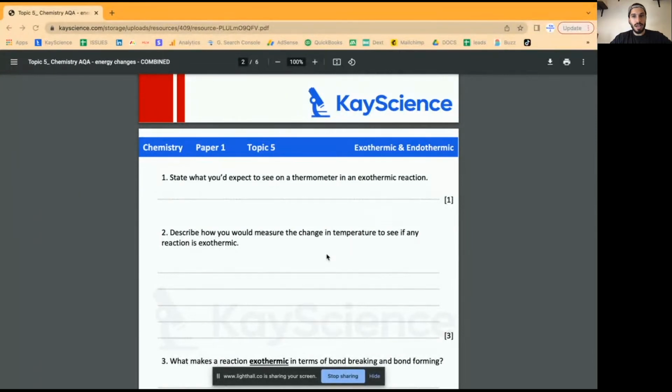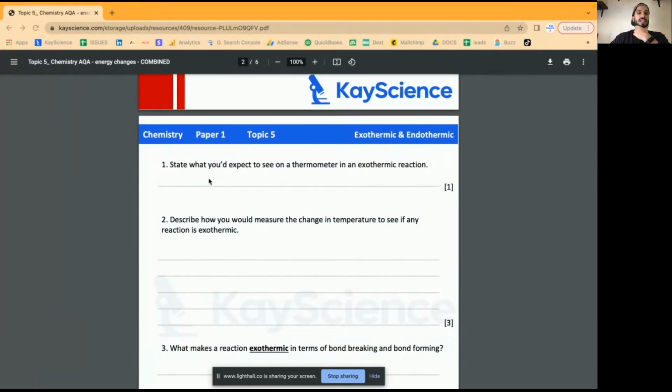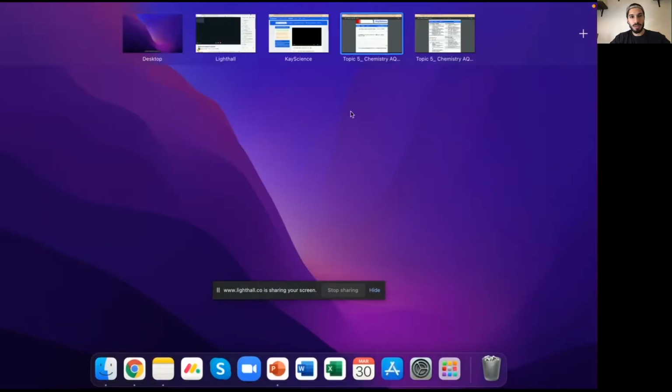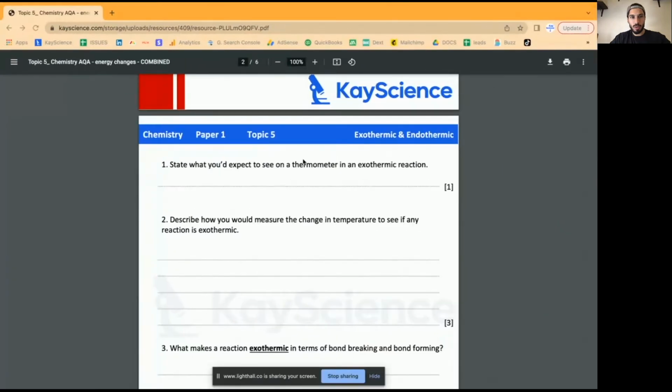Okay, so look, exothermic and endothermic reactions. State what you'd expect to see on a thermometer in an exothermic reaction. What do you expect to see in the chat section? What would you expect to see for this question?